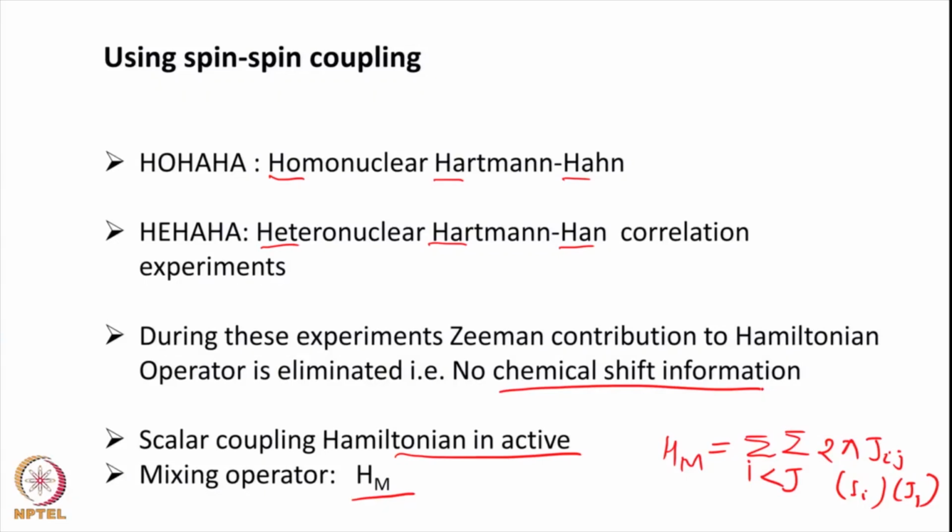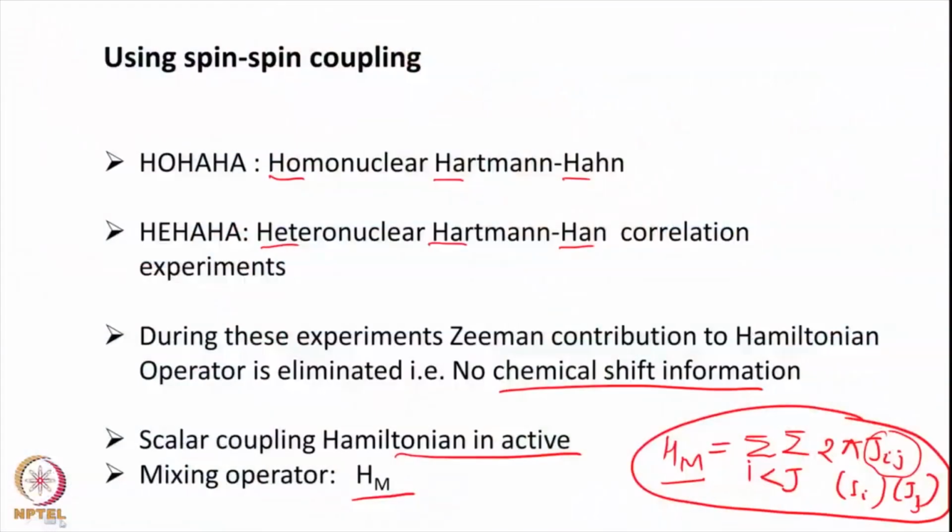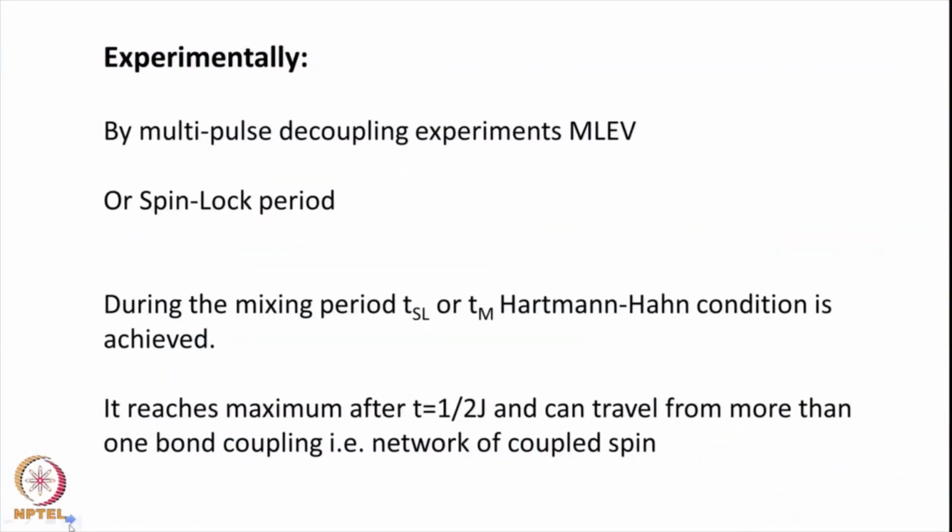So scalar coupling can act as a mixing operator. Essentially this is the sum of the J couplings between spins I and J, given by this formula, H = sigma sigma of 2 J_ij I_i·I_j. That means for two spins, say an A spin and an X spin, the scalar coupling is active even if we remove the Zeeman contribution. That actually helps in mixing, or polarization transfer, between two nuclei.